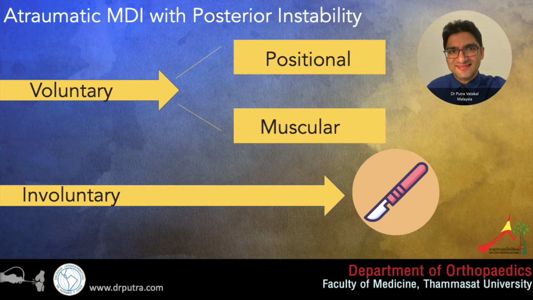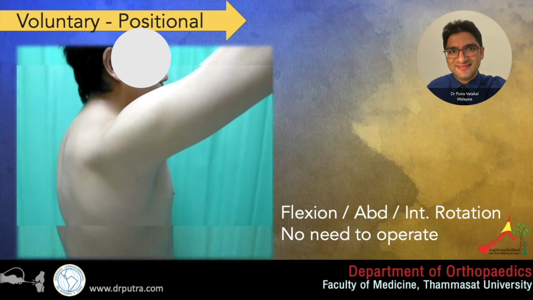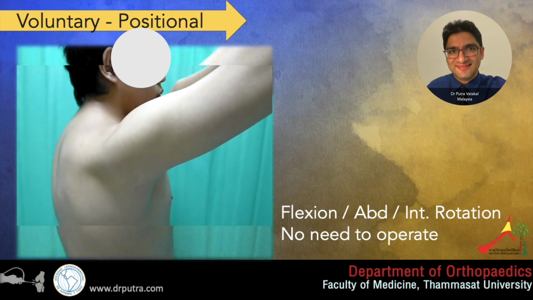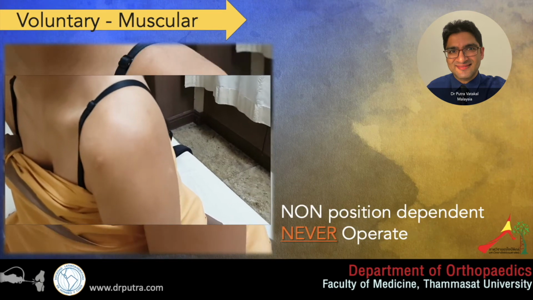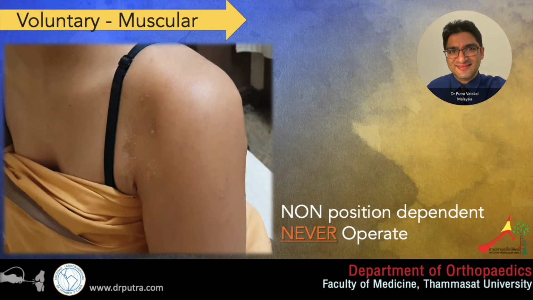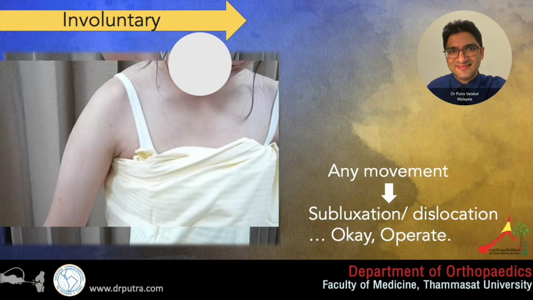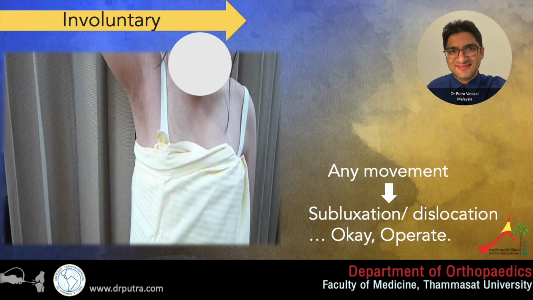Another situation to consider is MDI with posterior instability. We divide these patients into those that dislocate voluntarily and involuntarily. The voluntary dislocators can be positional, which means the shoulder dislocates in a certain position, usually flexion, abduction, and internal rotation. These patients usually do not need surgery. Voluntary muscular dislocators are not position dependent and are contraindicated to surgery. The involuntary dislocator is seen here, and you can see that just lifting up her arm results in posterior instability.